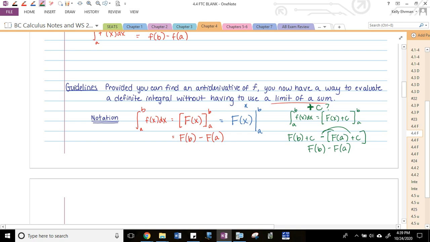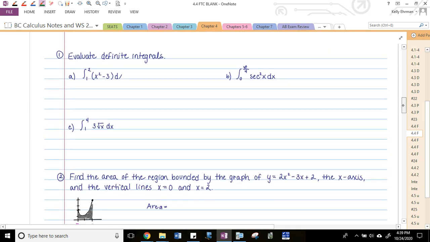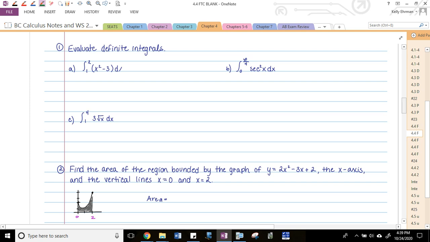So, if the original equation was x dx, and we take the integral, we get x squared over 2, and then we plug in b to x squared over 2, and plug in a to x squared over 2. And that's what we're going to practice in the next part. So let's evaluate some definite integrals.